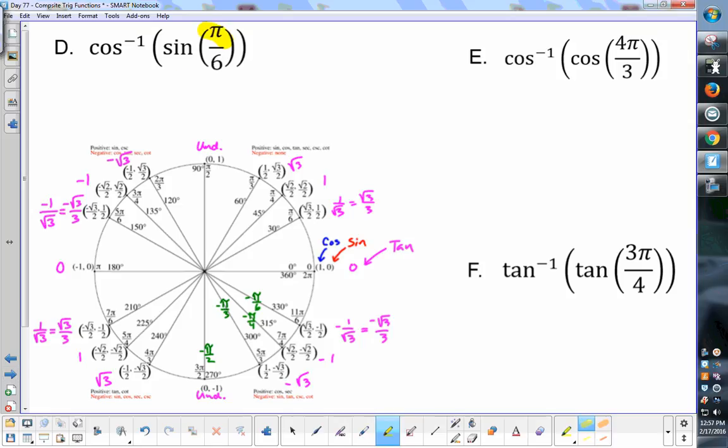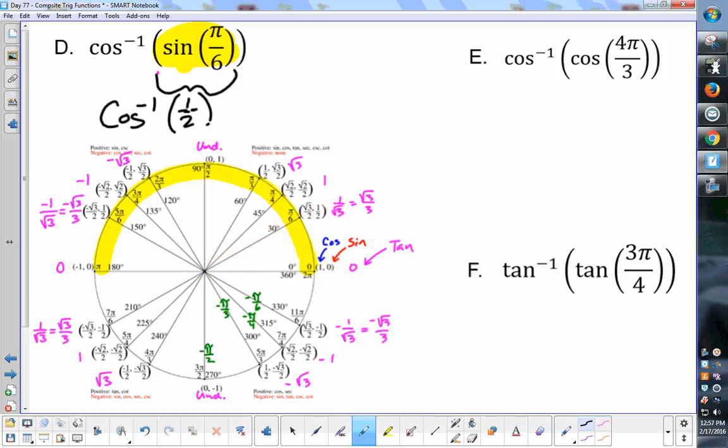Okay, first one, sine of π/6. Here's π/6. Sine, you notice, is the first. So all of this here is going to turn into 1/2. And then I drop down my cosine inverse. And again, remember cosine inverse, since it's an inverse, I can only focus on this section between 0 and π. And I'm looking this time for cosine, which is going to be my first number in that list. And I'm looking for 1/2. And I see it right there. And my angle measure is π/3.